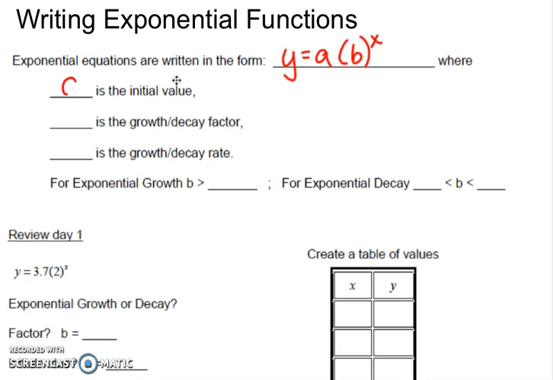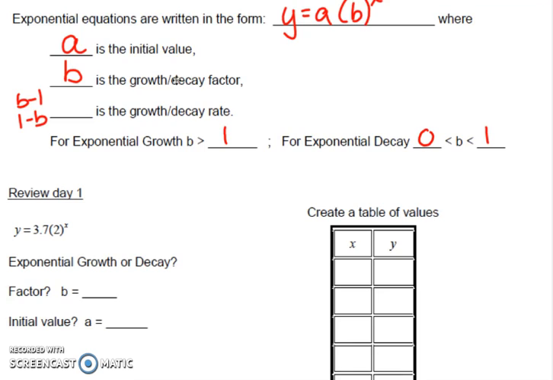initial value, b is the growth or decay factor, and then either b minus 1 or 1 minus b is the growth rate. Okay. For exponential growth, your b has to be bigger than 1. For decay, b has to be between 0 and 1. Okay. So that's a review of yesterday.